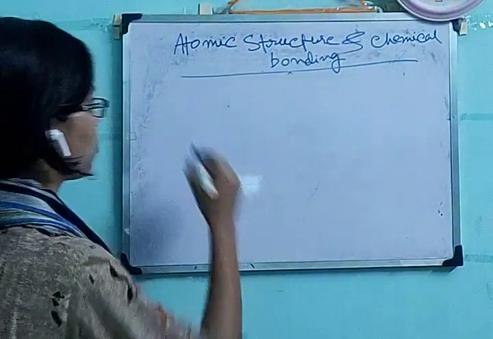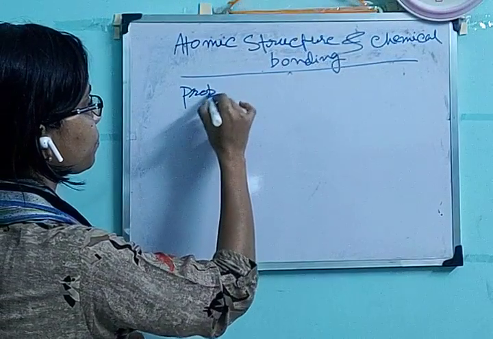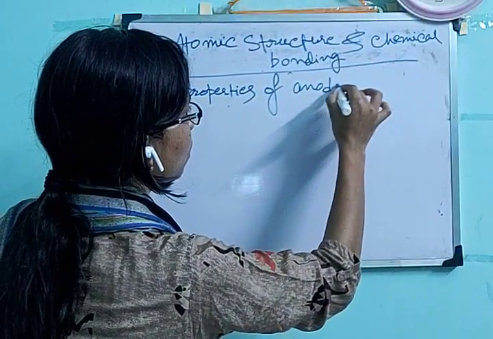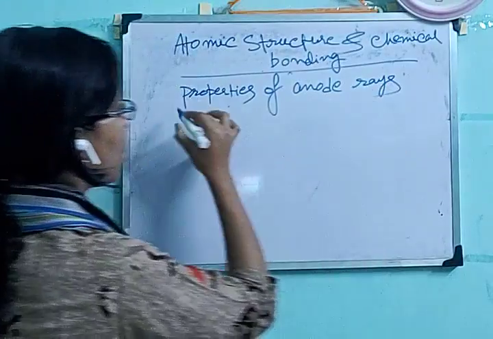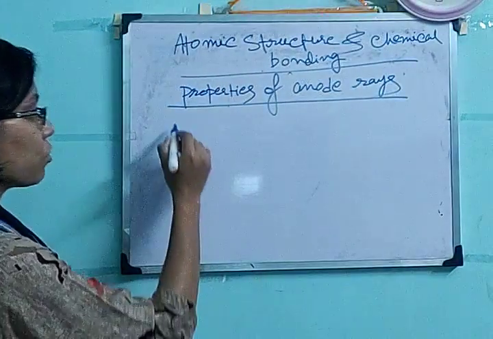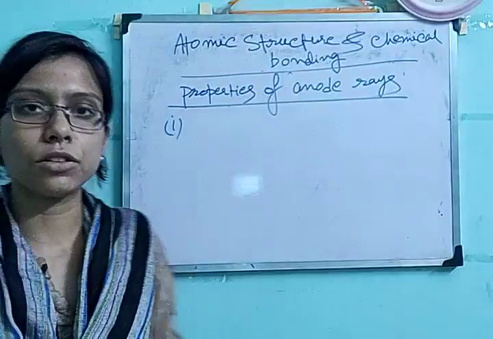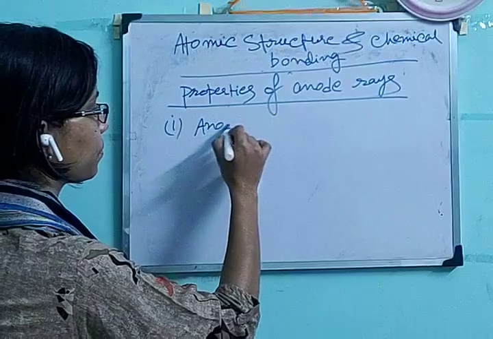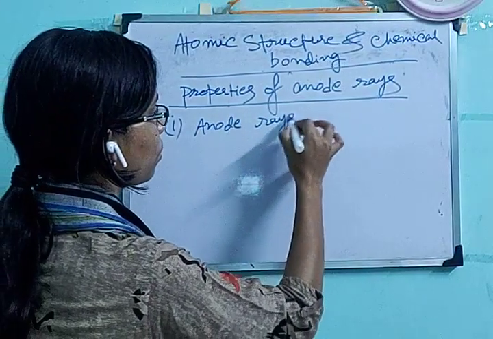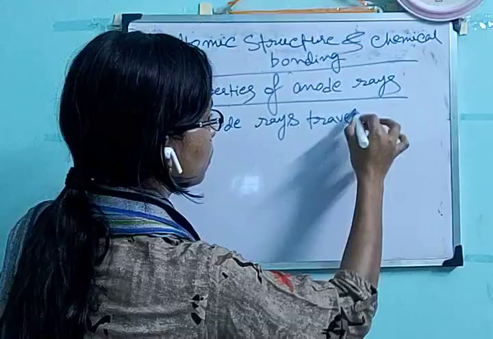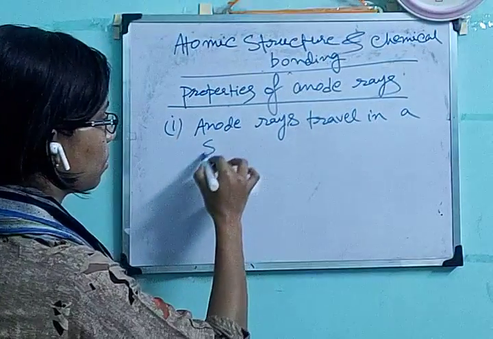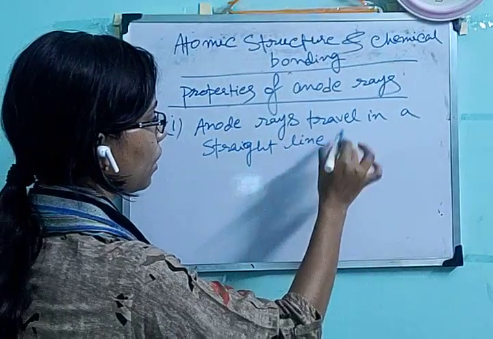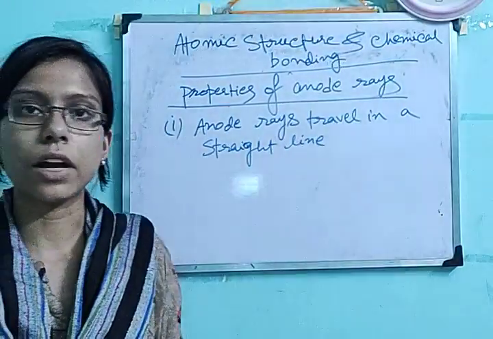Next we will discuss some characteristics of these anode rays. Properties of anode rays. The first point is similar to cathode rays: they pass in a straight line. Anode rays travel in a straight line, and in the opposite direction to that of cathode rays.